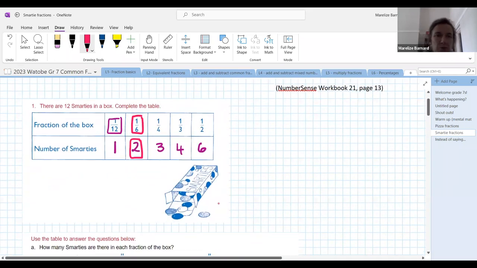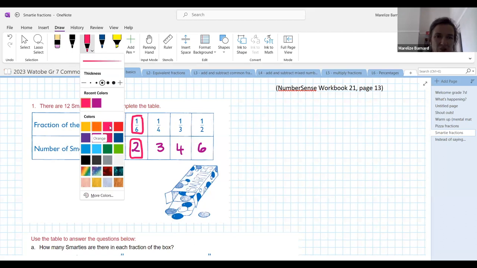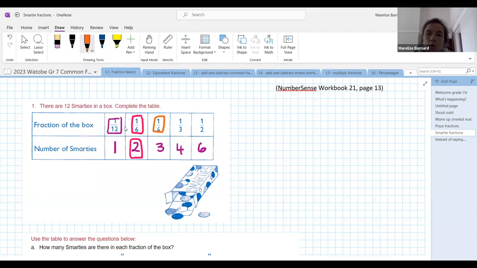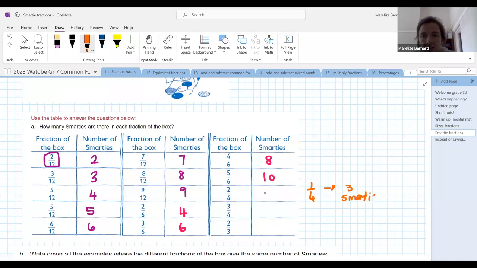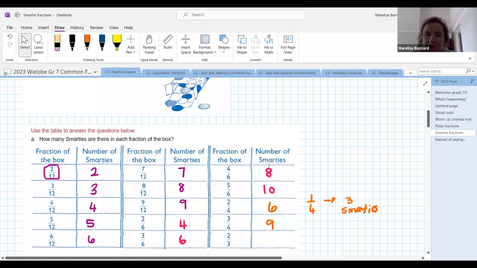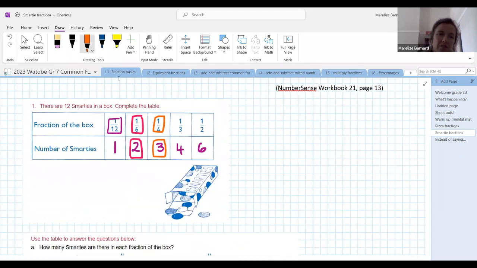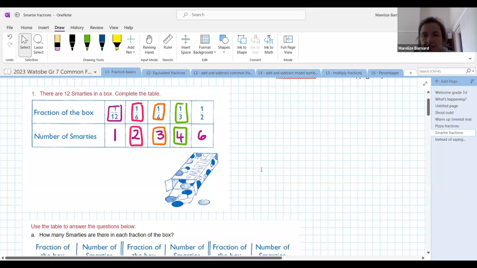Okay, and that was the 6ths, and now we are going to do the quarters. So a quarter of the box of Smarties is 3. How many will be 2 quarters? If 1 quarter is 3 Smarties, 2 quarters will be 6. That's right. And 3/4? 9. Nice, Tichofatso. And 2/3. 2/3 of the box. Let's go back to our table to help us. A third is 4. So 2/3, how many will 2/3 be?